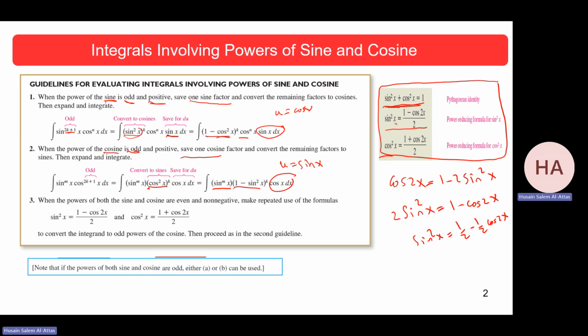When the powers of both sine and cosine are even and non-negative, make repeated use of these two formulas for sine square and cosine square. Try to use them until you get something easier, because I have converted cosine square into cosine 2x plus something. If both are odd, you can do either of the first two, which is easy.